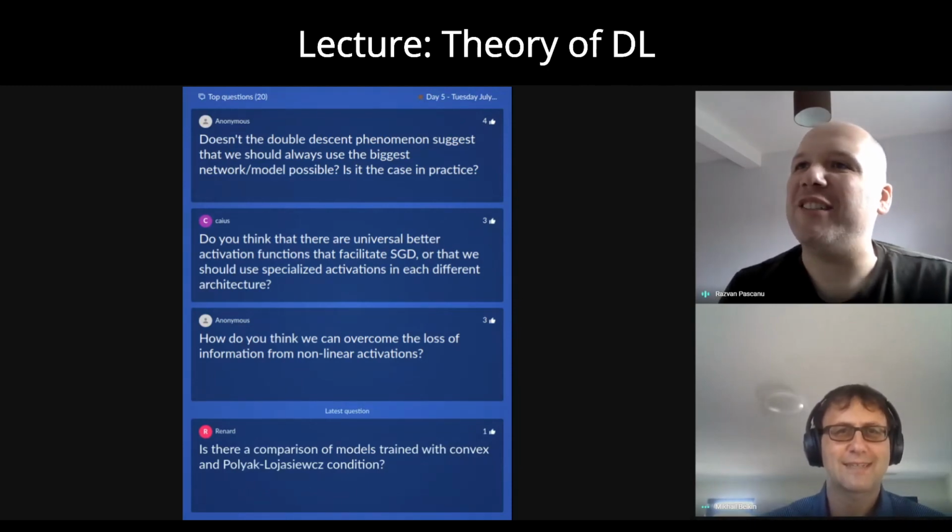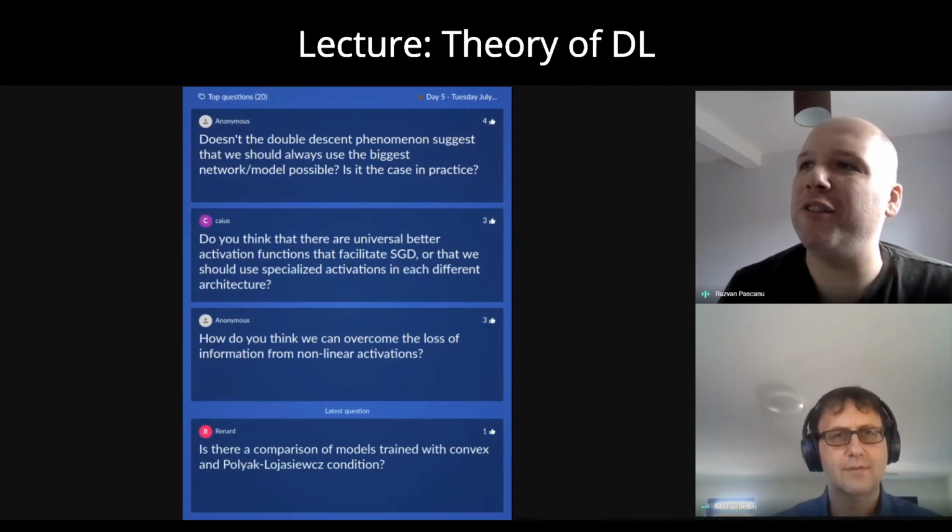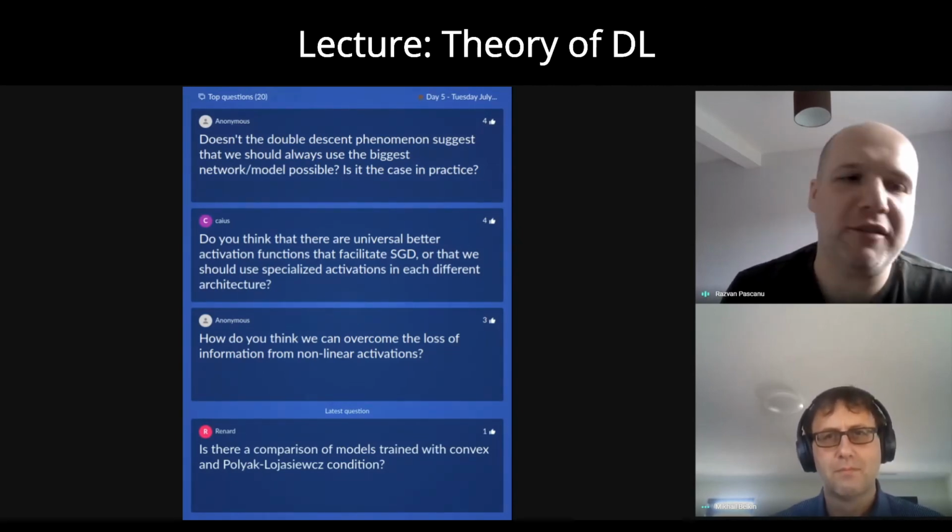Okay, then a last question. Does the double descent phenomenon suggest that we should always use the biggest network model possible? Is it the case in practice?